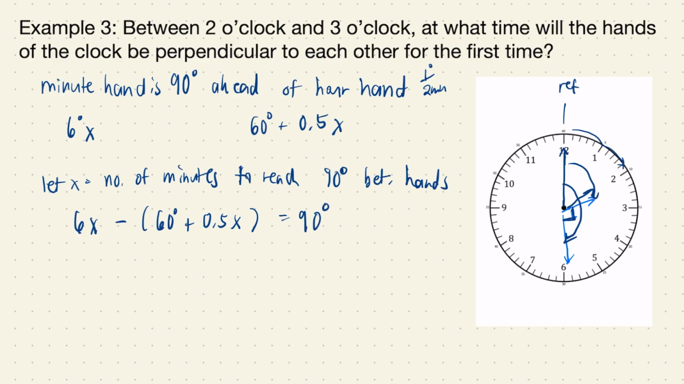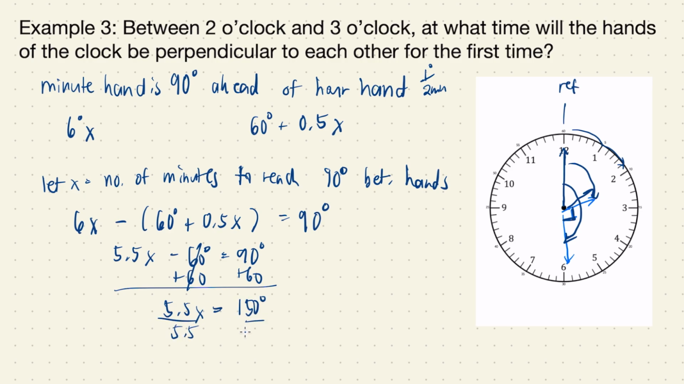So, we just combine like terms or simplify the equation, solve for the equation. So 6x minus 0.5x will be 5.5x minus 60. So we add 60 on both sides. You get 5.5x equal to 150 degrees, divided by 5.5. So x is 150 over 5.5 minutes or 300 over 11 minutes.